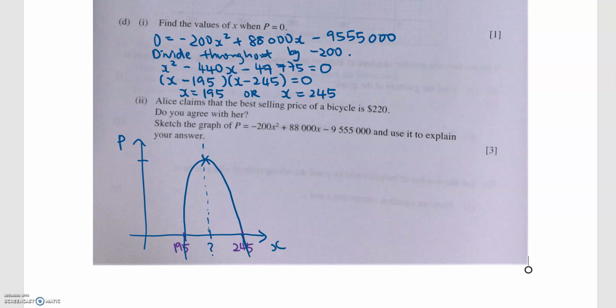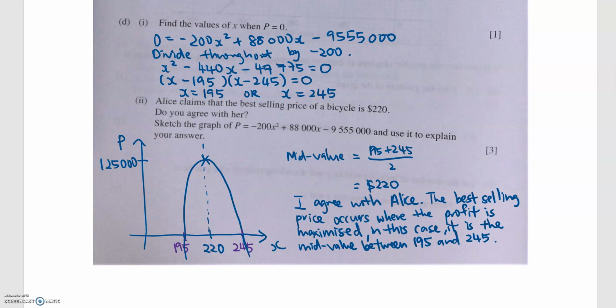So the mid value is actually 195 plus 245 divided by 2, and we have 220. So this value of X here is $220, and that would give us the maximum profit. So in this case, I will actually have to agree with Alice, because when X equals to $220, the profit is at its maximum.